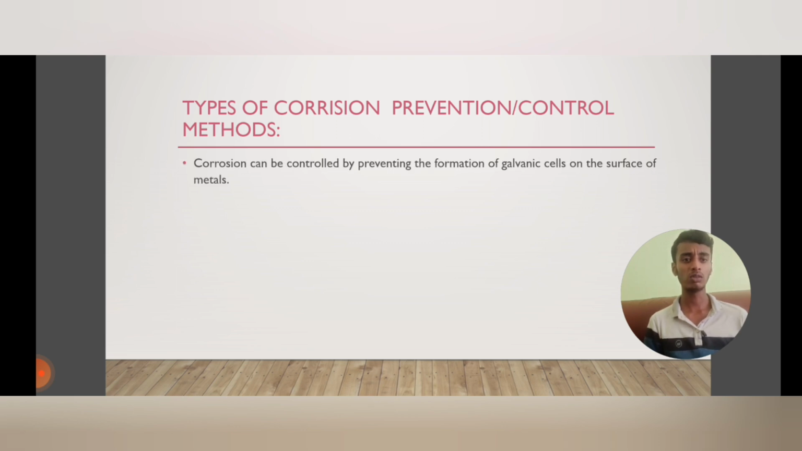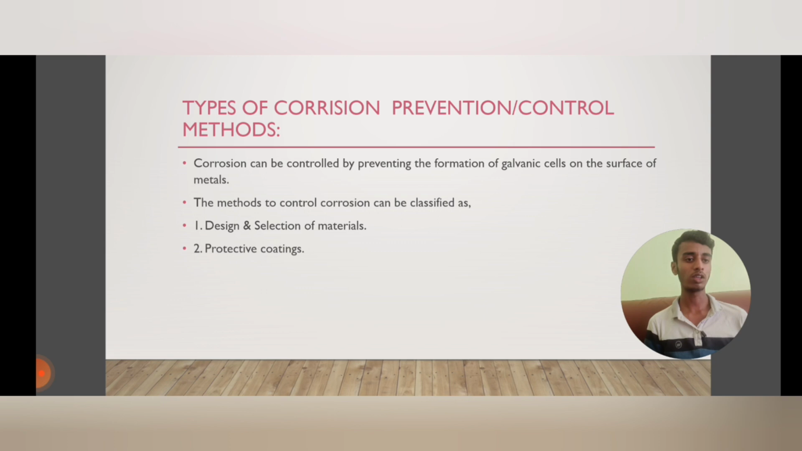Corrosion can be controlled by preventing the formation of galvanic cell on the surface of the metal. The methods to control corrosion can be classified into three types. There are design and selection of material, protection coating. In protection coating, there are two types of coating: inorganic coating and metallic coating. And third is cathodic protection. Cathodic protection can be classified into two types, that is sacrificial protection and impressed current or voltage protection.